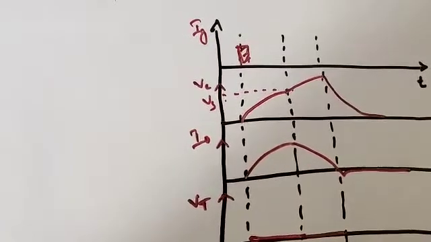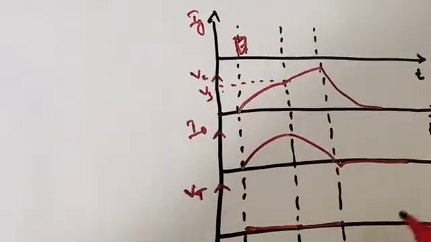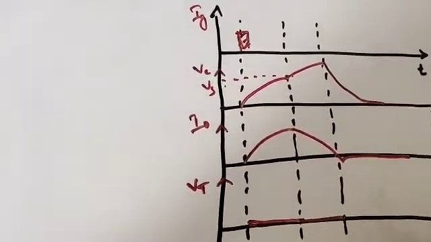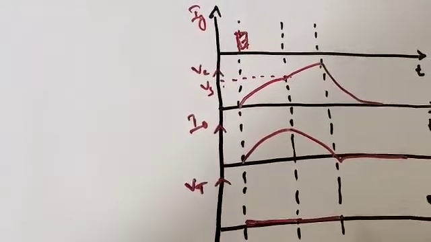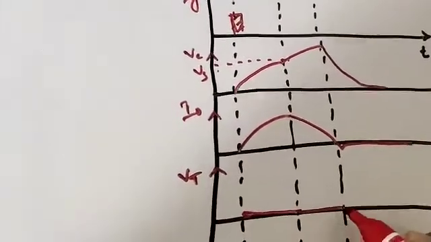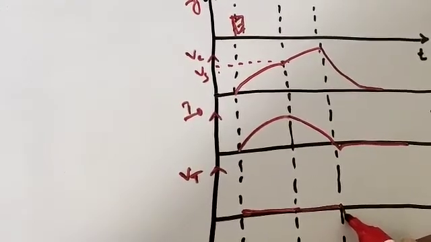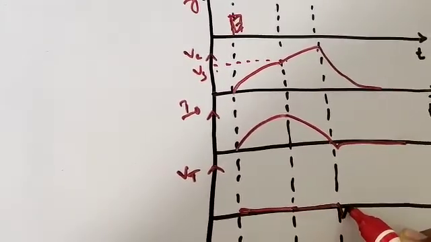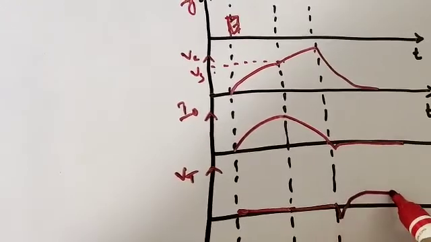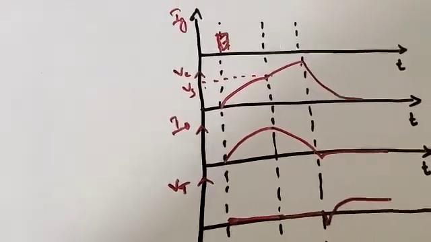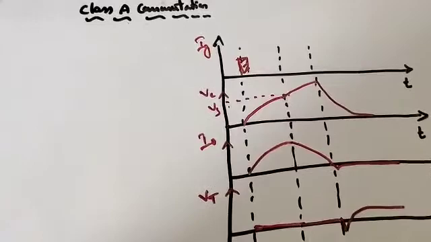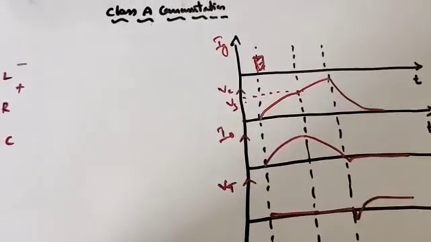Finally, as the SCR is in off position, the voltage across the SCR will start increasing. So there is an increase in the voltage across the SCR as the capacitor discharges. So this is all about class A commutation, a simple circuit. Fine. Thank you.